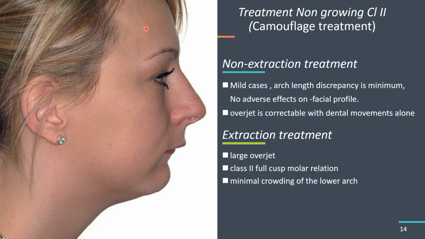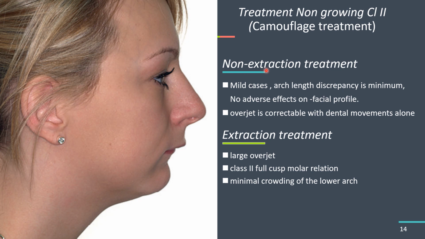The treatment of non-growing class 2 cases, or patients beyond the maximum growth spurt, who are young adults and adult patients, is called camouflage treatment. Camouflage treatment means the treatment of the class 2 dental relationship to compensate for the class 2 skeletal relationship. And camouflage treatment includes non-extraction treatment and extraction treatment.